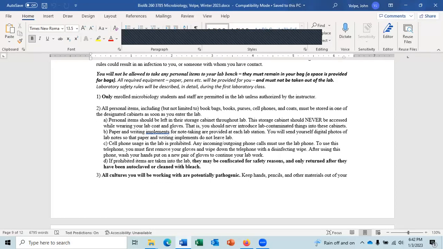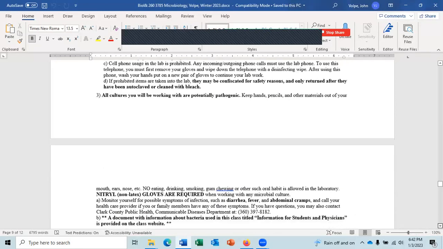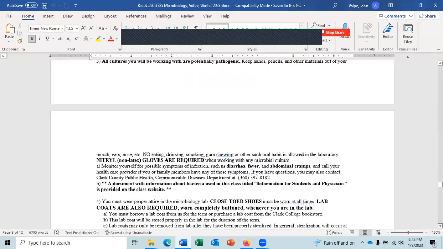You should realize that all cultures you'd be working with in the lab are potentially pathogenic. Keep hands, pencils, and other materials out of your mouth, ears, nose, etc. No eating or drinking or chewing or smoking in the lab. Furthermore, when you come in the lab, you put everything you want to put in your cubbyhole, like your books, your backpack, your phone, your purse, whatever. And then you go and wash your hands. Then you go and put on the lab coat. Then you go and put on the gloves.